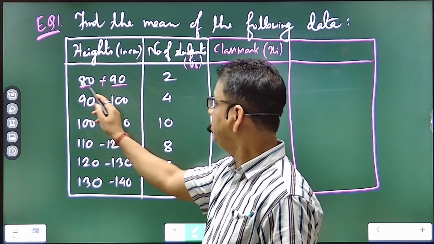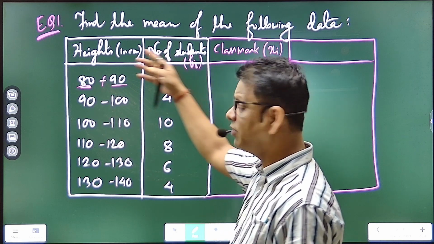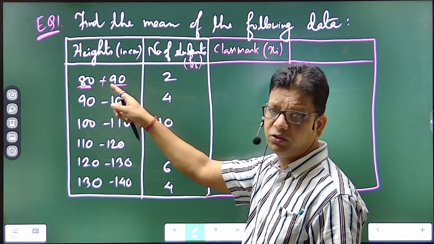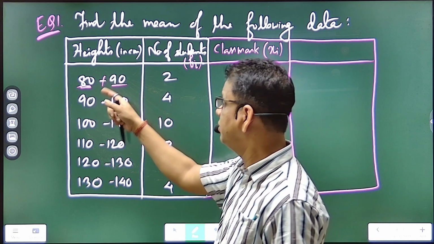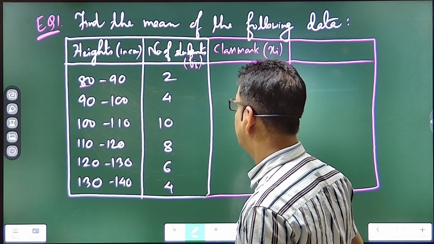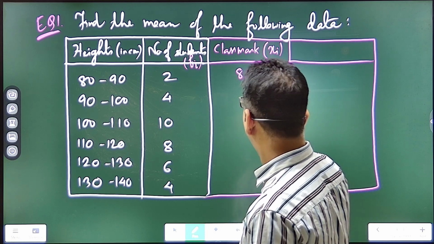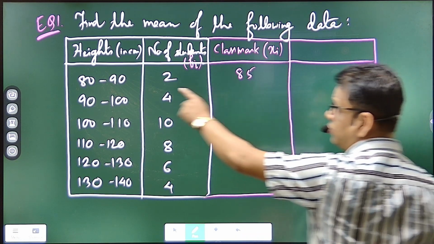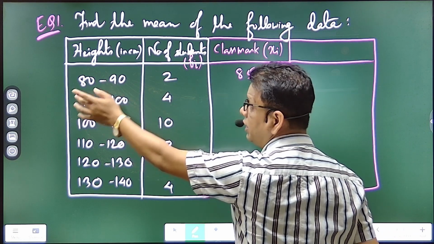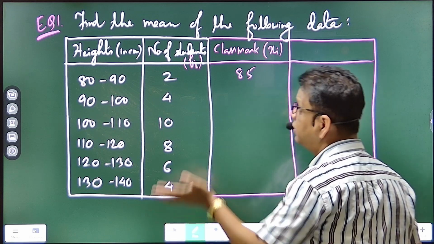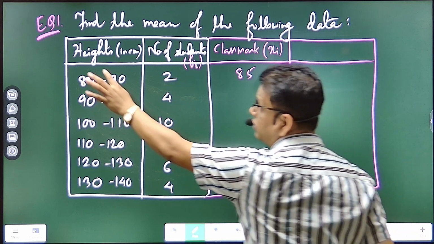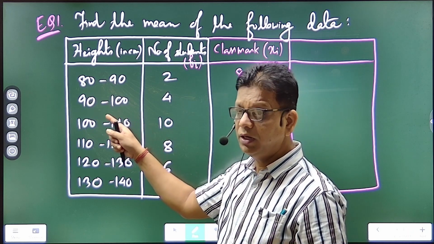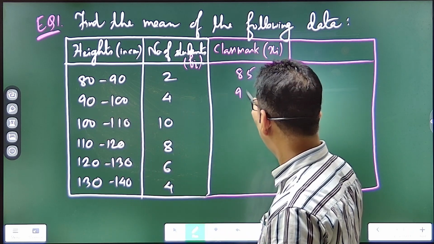So for each class, lower limit 80, upper limit 90. If I add 80 plus 90, it is 170, and 170 by 2 is 85. If you still have doubt, this 85 is actually the middlemost number there. The second one, 90 plus 100 is 190, and 190 by 2 is 95.